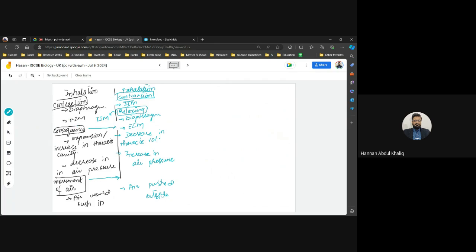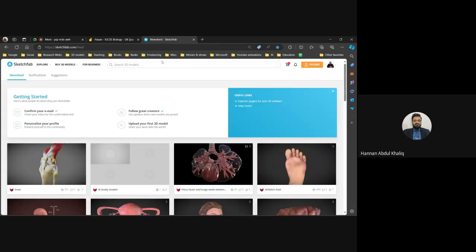During inhalation, it basically means that EIM, external intercostal muscles, and IIM, internal intercostal muscles, are antagonistic. The meaning of antagonistic is that they are basically doing opposite. So if this contracts, it has to relax, and if it relaxes, it has to contract. That's a simple point. That is why we call them antagonistic. Got it? Yeah, I got it.